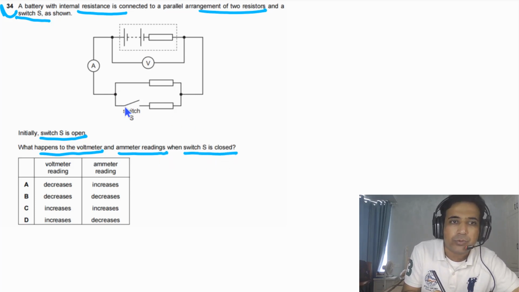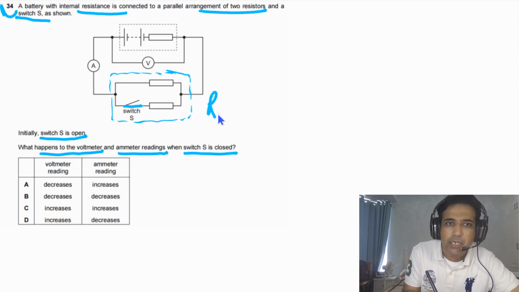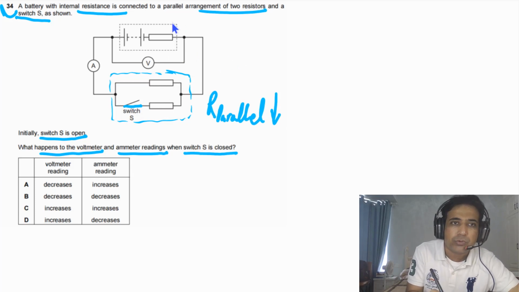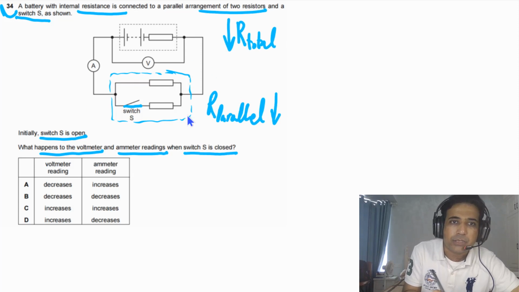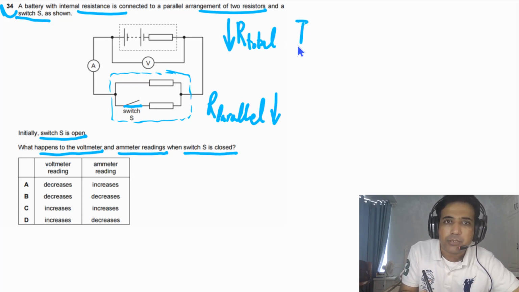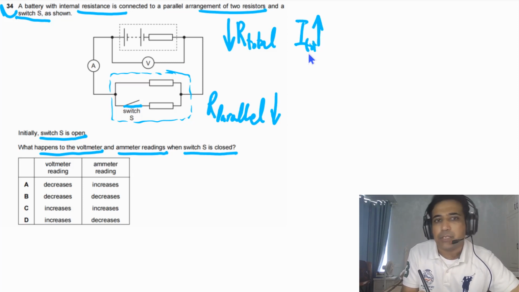So first of all, we need to understand when we close this switch, what will happen to the resistance of this part. So the total resistance of this part, we can say R parallel, this resistance will go down. As this resistance goes down, it means the total resistance of the circuit, R total, will also go down. If total resistance of the circuit decreases, it means current in the circuit, I total, will increase.